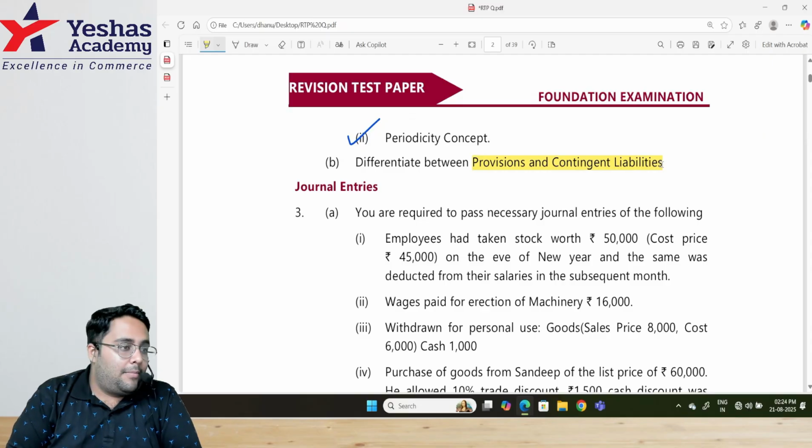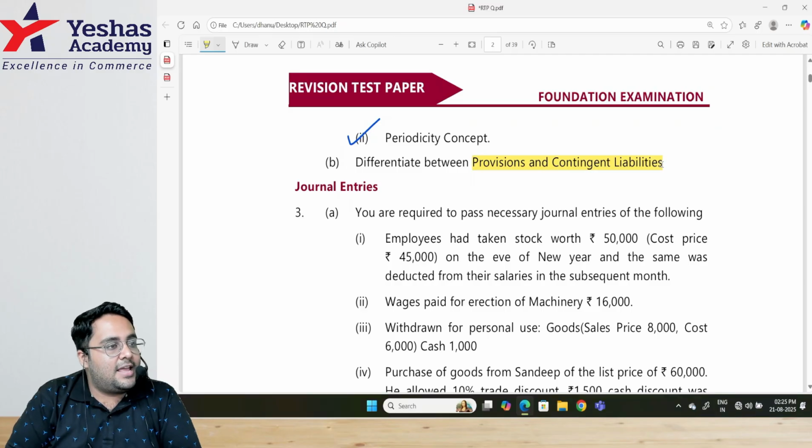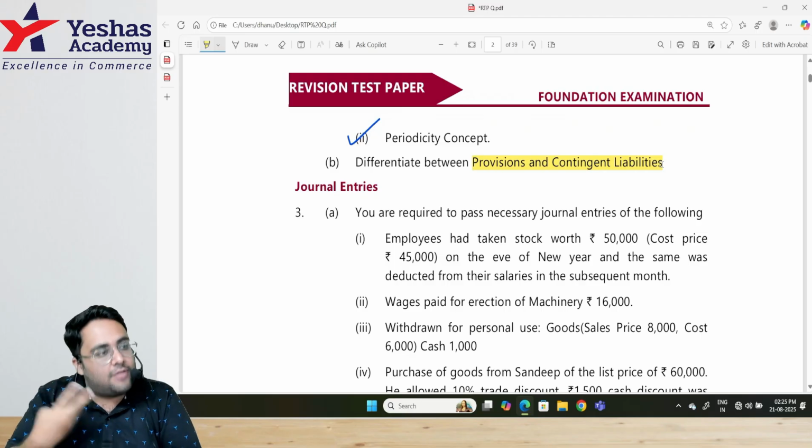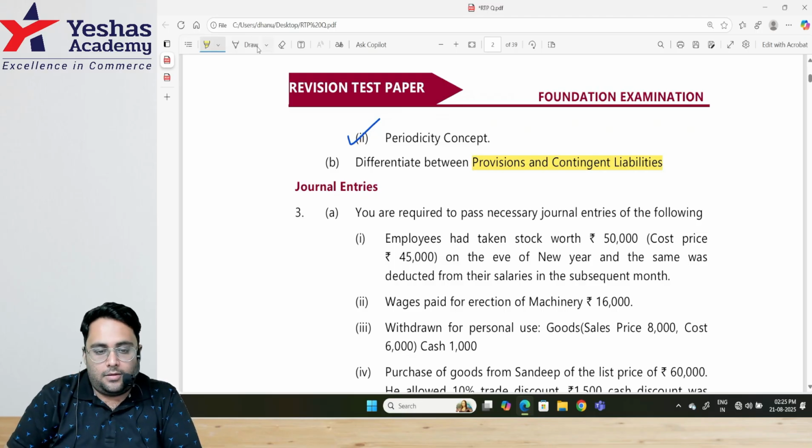Differentiate between provision and contingent liability. Economic outflow probable for provision, economic outflow not probable for contingent liability. It can be estimated, it cannot be estimated. Provisions are recorded, contingent liabilities are not recorded. Contingent liability should be disclosed in your financial statements. You can give the meaning of both and this will give you around 4 marks in the exam.